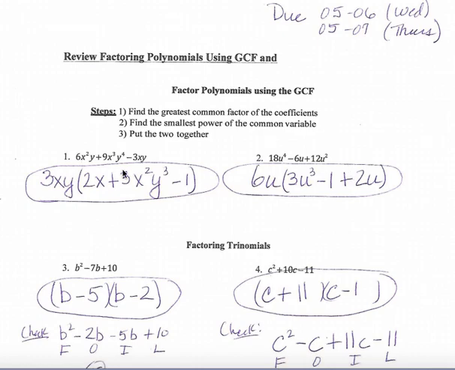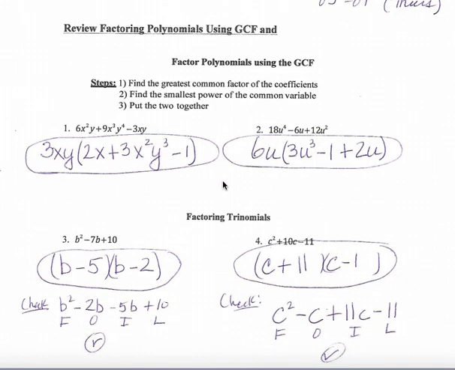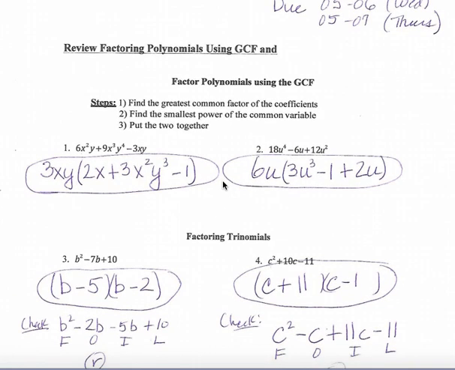For the first two problems, you were supposed to use the greatest common factor. So look for the greatest common factor in each one. If you take a look at this problem right here, it has three terms, and I notice that each term has a coefficient that's a multiple of 3. So 3 is going to be the numerical part of the greatest common factor.